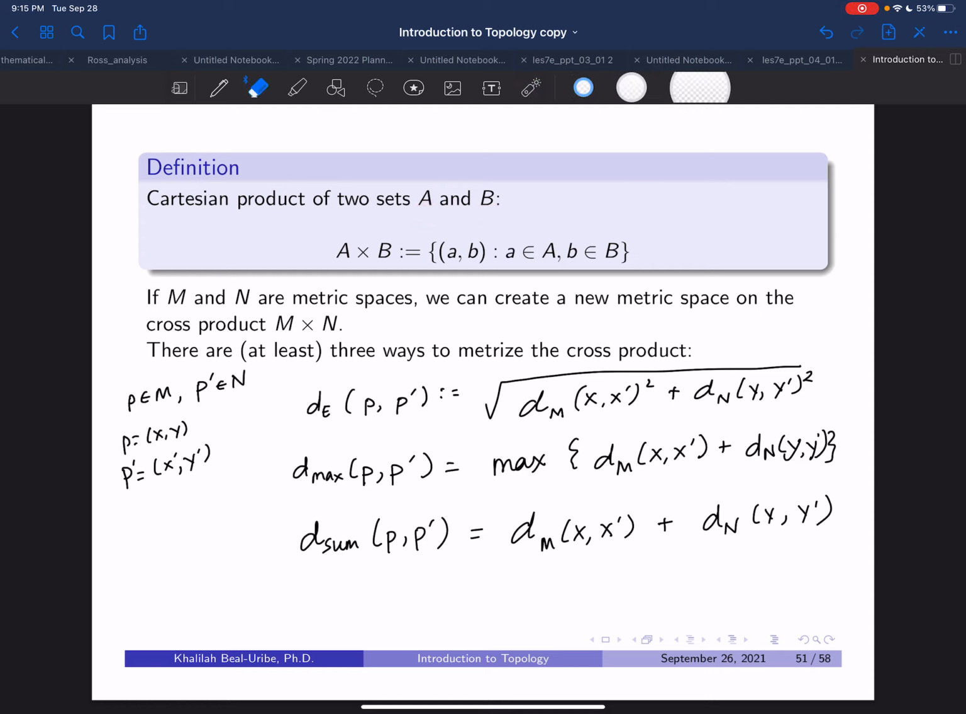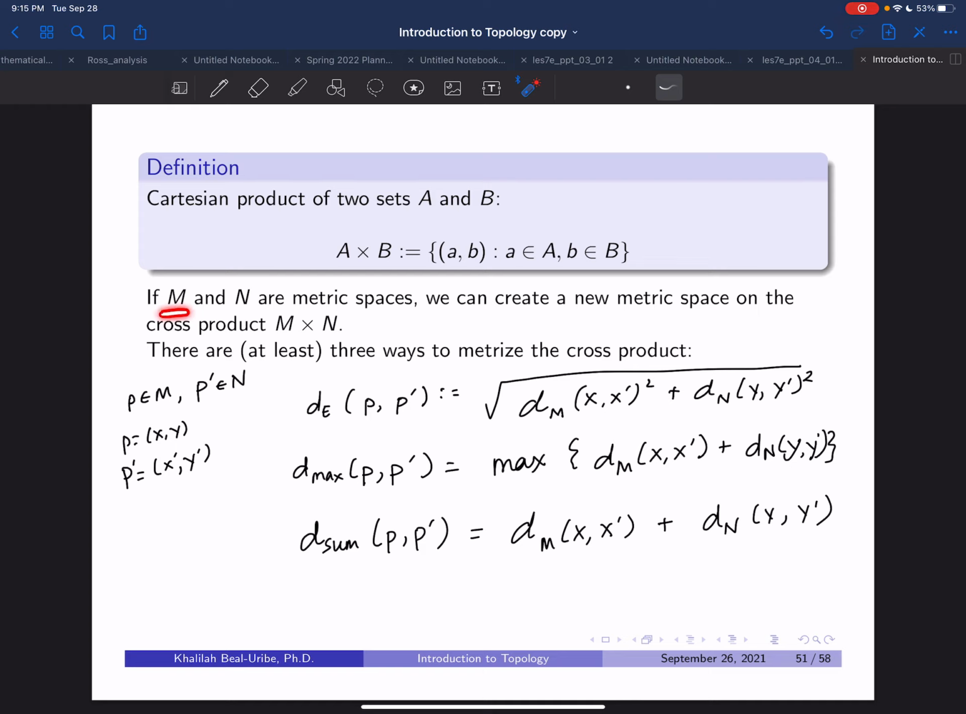So suppose you have two sets A and B, then A cross B is just a set of coordinates, if you will, where the first coordinate is an element of A, and your second coordinate is an element of B. Okay, so the collection of all of those coordinates is A cross B.